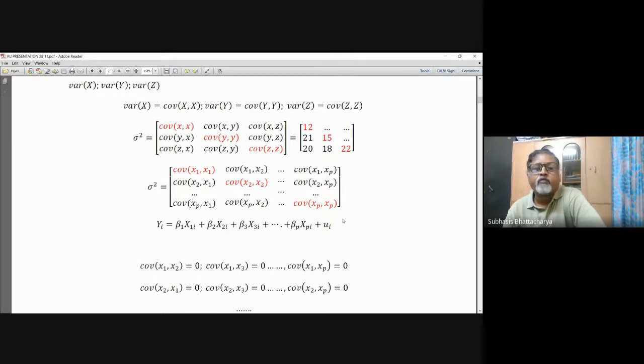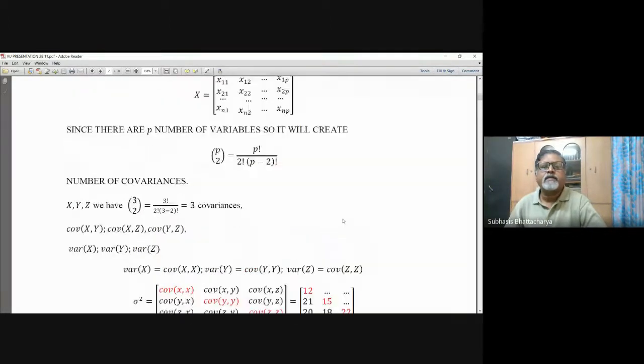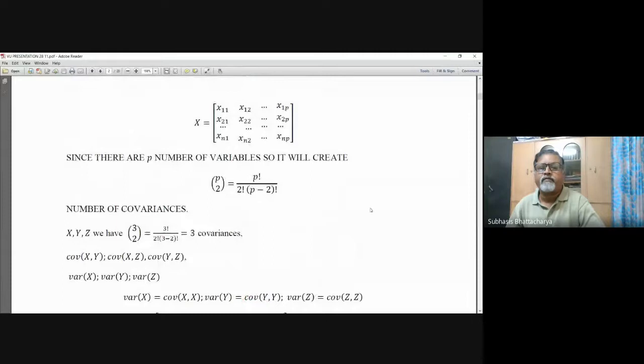That means the number of rows and number of columns will be equal. So since there are three variables x, y, z, the matrix size is 3 cross 3, or 3 by 3. Similarly, if the matrix is of order n cross p, that is the previous x matrix, there are n observations and p variables like the x matrix.